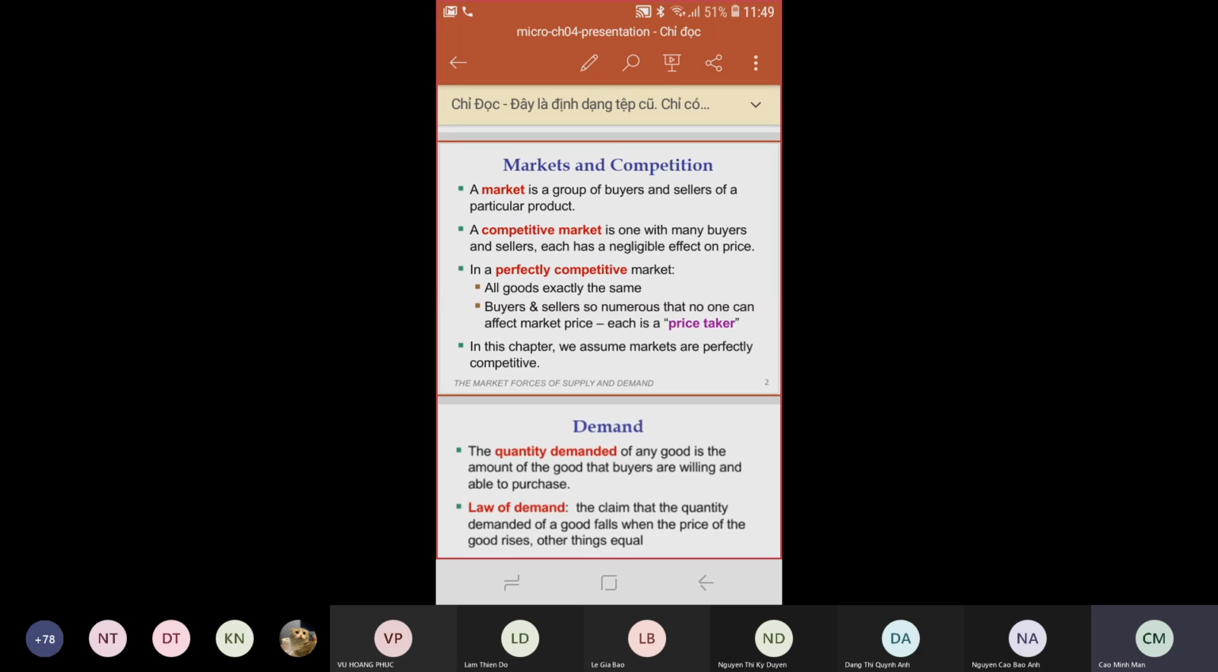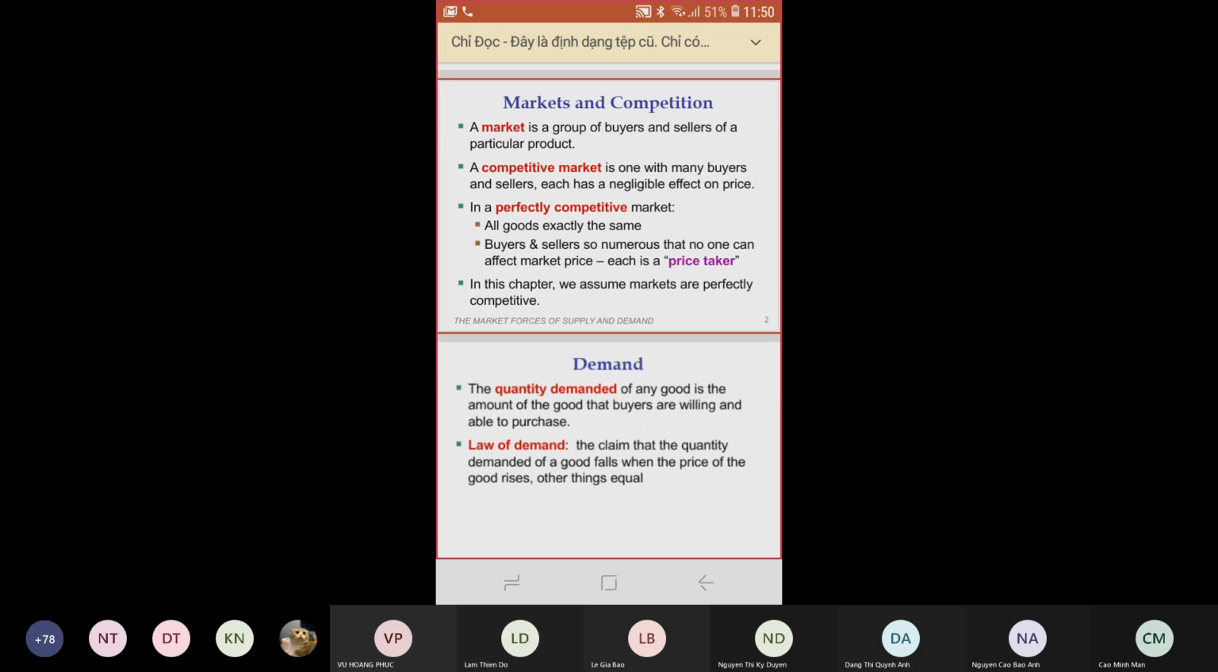The first concept is very, very easy to understand. A market is a group of buyers and sellers of specific products. Simple. You should remember. For example, the food market is a group of sellers and buyers of food. Easy, huh? So easy.